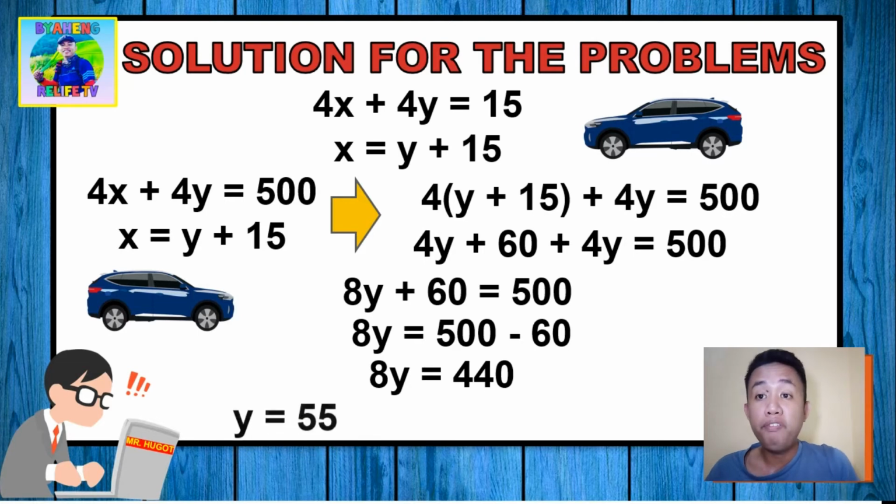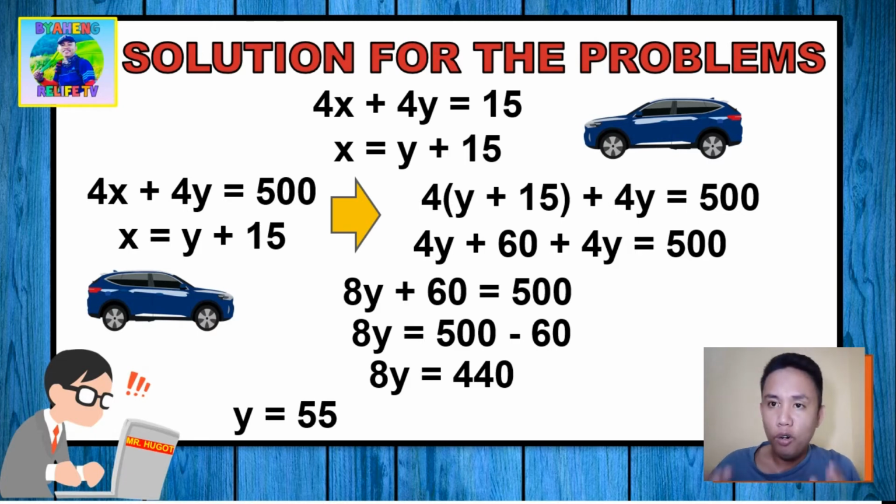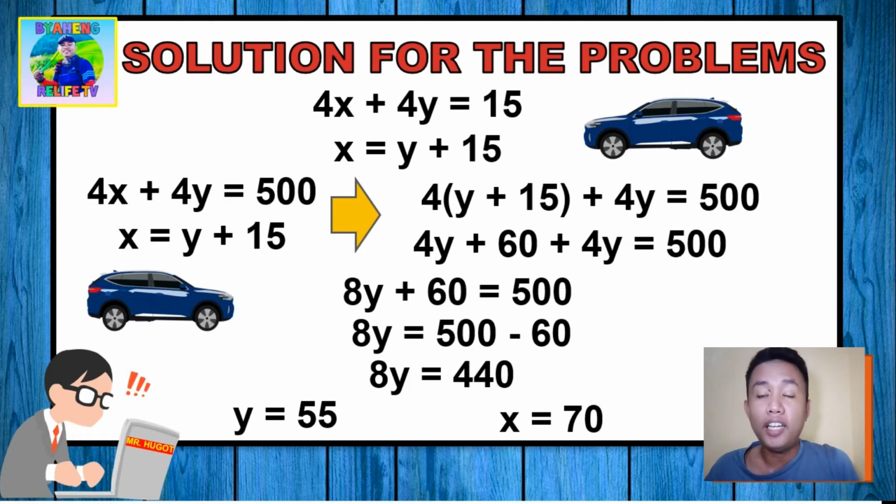So, meron po tayong 55 as our y. Ito yung speed nung first car. Now, paano mo gagamitin ito para makuha yung second car? Dito papasok guys yung ating statement na yung first car ay 15 km faster than the second car. Kaya 55 plus 15 is 70 guys. Tama po kayo. So, 70 po ang ating x. Ang first car natin guys ay may bilis na 70 km per hour. Samantala, ang second car natin ay may 55 km per hour na speed.